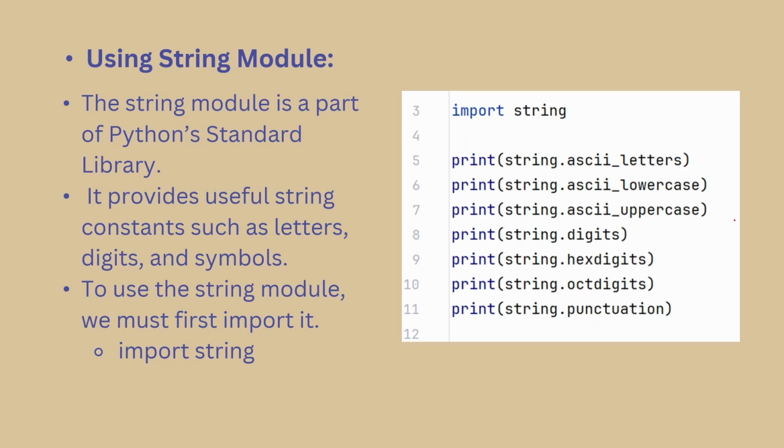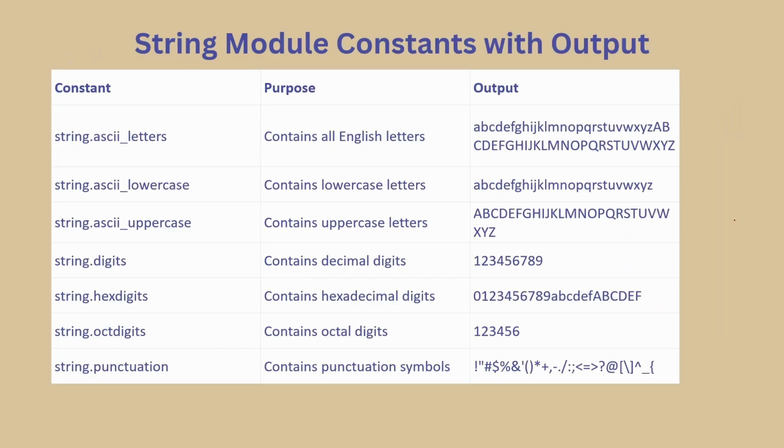String module. Okay, so we just saw the random module. Now we are looking at the string module. The string module is a part of the Python standard library. The random module was also part of the Python standard library. It provides useful string constants such as letters, digits, and symbols. To use the string module, we must first import it using import string, the same way we import any module.